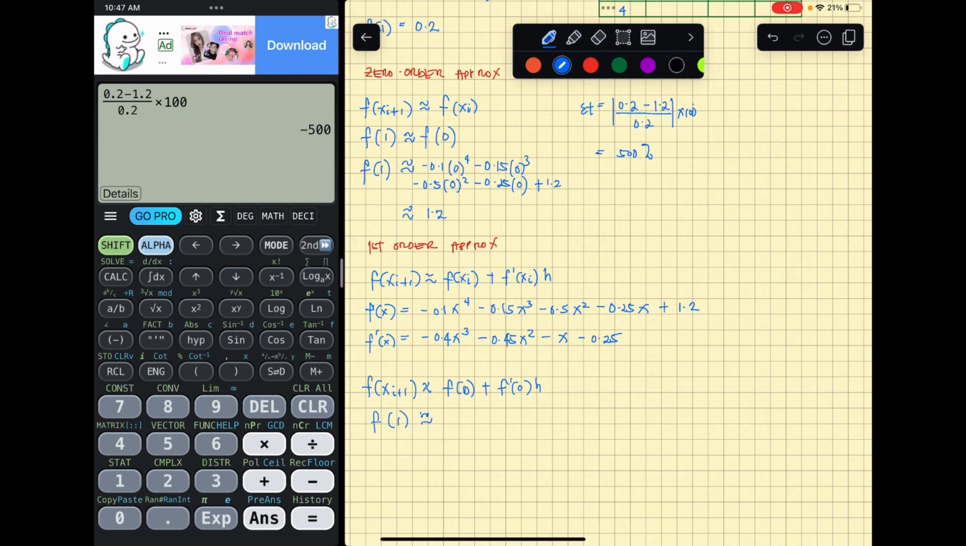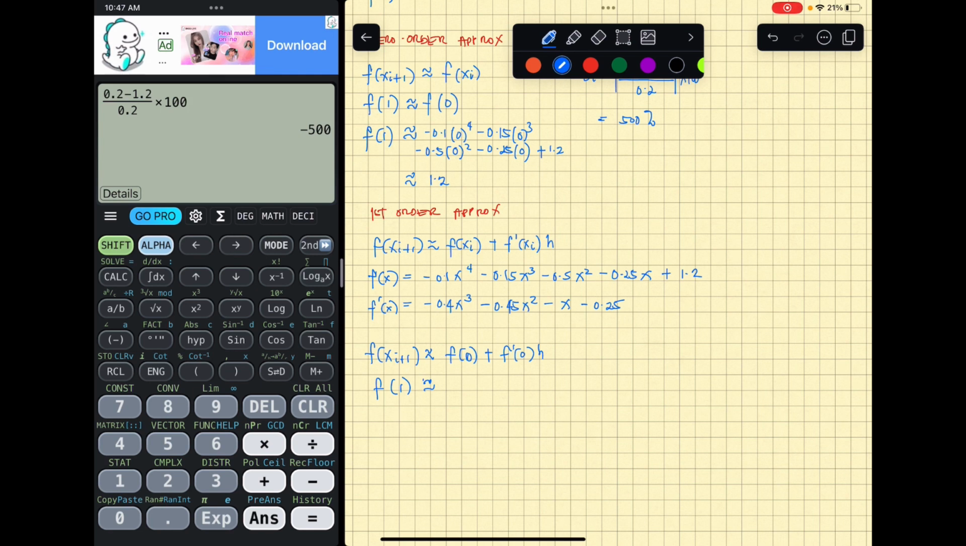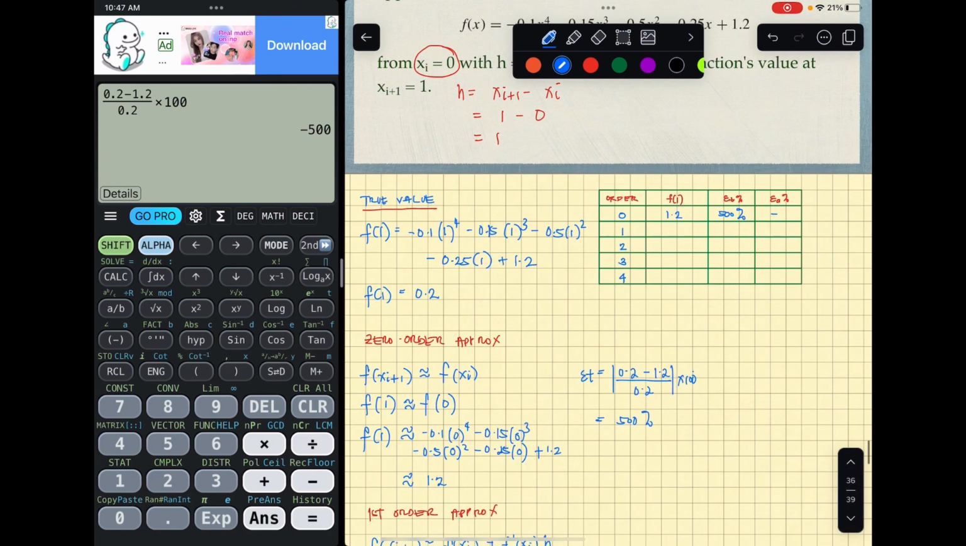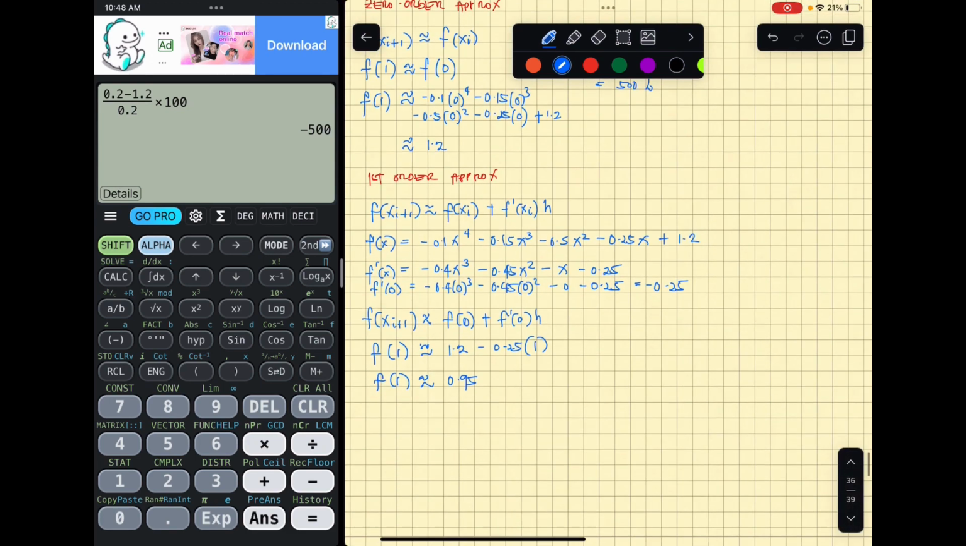So our f of 1 is approximately equal to f of 0, which is 1.2, plus f prime of 0. f prime of 0 is negative 0.4 times 0 cubed, minus 0.45 times 0 squared, minus 0, minus 0.25, which is equal to negative 0.25. With h equal to 1, f of 1 is approximately equal to 0.95.